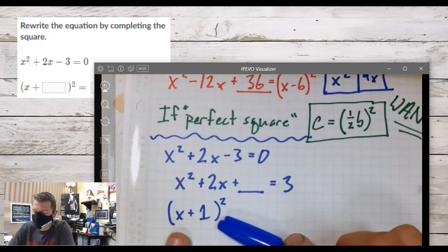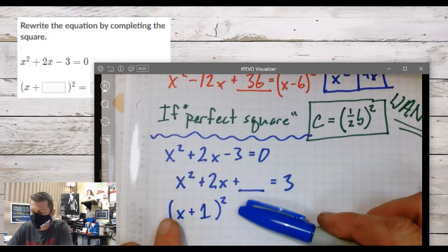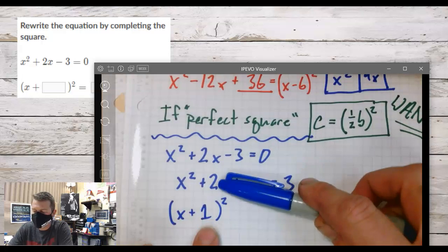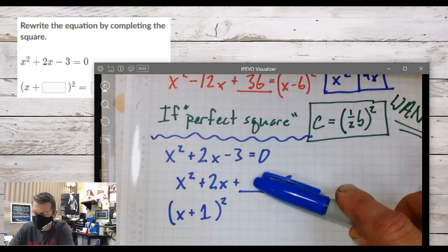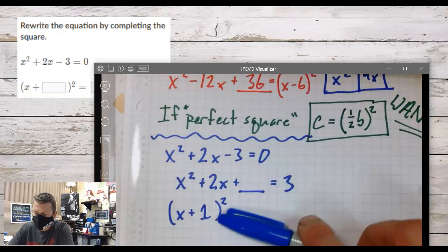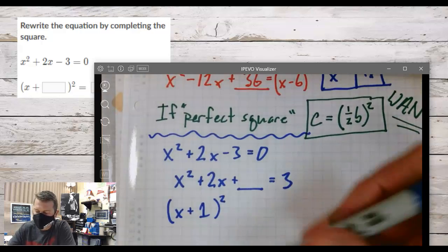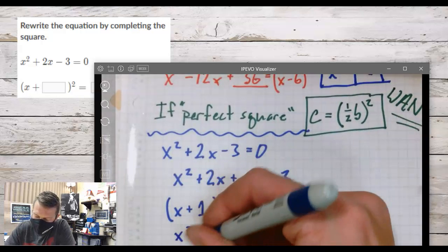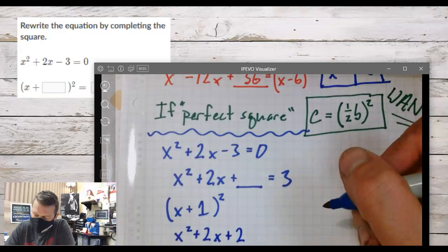So, half of b, right? Because when we FOIL this out, we would get x squared, 1x would be our outer, 1x would be our inner, making the 2x. What would our constant be? Well, if this is our trinomial, we know this is x squared plus 2x plus 2.